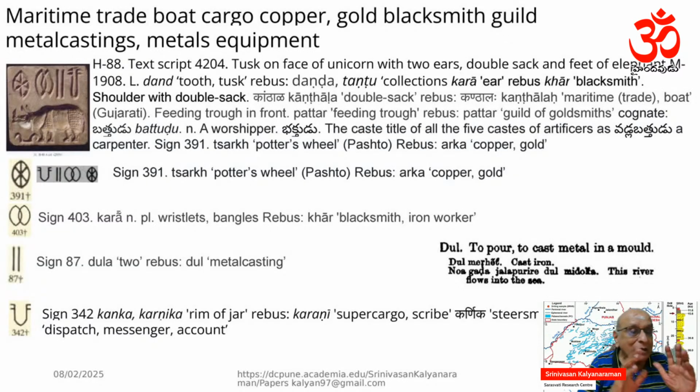Now let's take a detailed look at this seal. This is a seal which shows, as I told you, two parts. One is the field symbol showing the rhinoceros in front of a feeding trough, and four signs on top, which are text script. They are also symbols. They are also visual language. Each can be read.